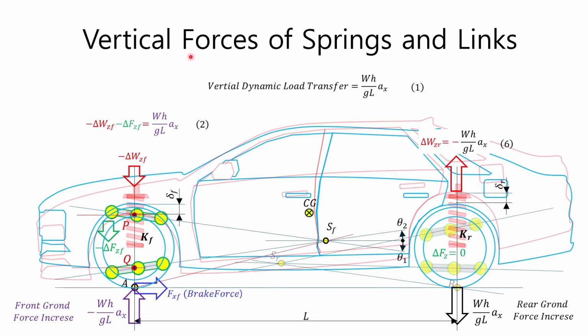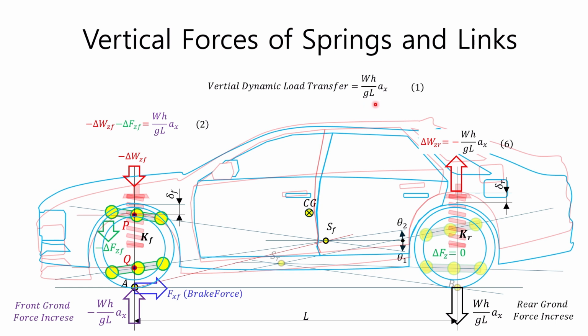Let's analyze the vertical components of the force on the links and springs during front wheel braking. The first and most important aspect of analyzing pitch motion is analyzing the forces acting on the suspension links where the braking wheel is located. For example, when braking force is applied to the front wheels but not to the rear wheels, to analyze the pitch motion, we must first calculate the force, delta FZF, acting on the front suspension links where the braking force is applied. The amount of total vertical dynamic load transfer remains constant once the acceleration AX is fixed and can be expressed as equation 1.